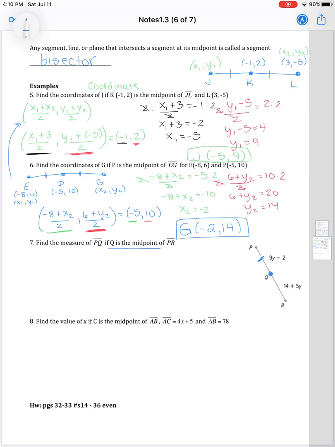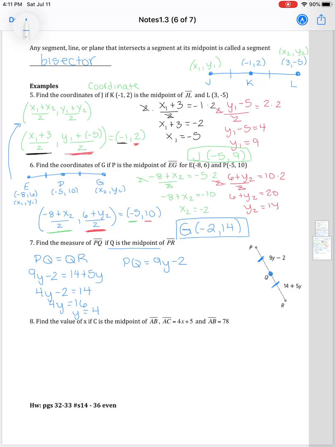All right, for 7, it says find the measure of PQ if Q is the midpoint. So if Q is the midpoint, that means this is equal to this. It cuts it in half, which means according to this picture, we know that PQ equals QR. Well, PQ is 9y minus 2. QR is 14 plus 5y. And if we have a two-step equation here, and we start moving stuff around, we find out that our y value is equal to 4.